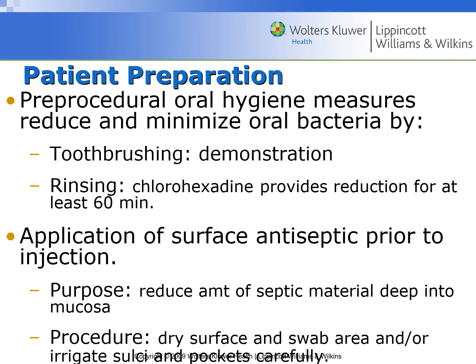So we used to have to do this, and now it's kind of, you can do it if you choose to. So an application of a surface antiseptic prior to injection. When you're going to give an injection, sometimes you get a cotton tip applicator and put it in something with an alcohol base like Listerine and go over that tissue, on the mucosa. And then we'll put the topical on because it just helps clean any of the extra flora off.